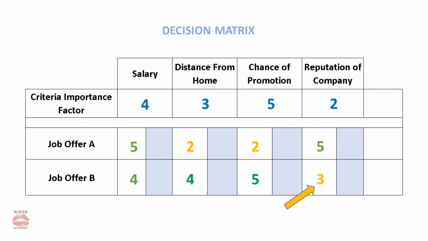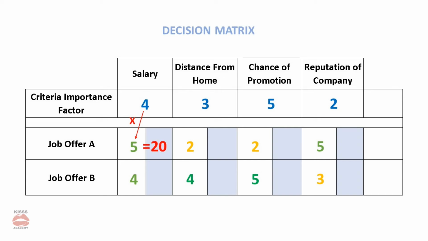Now we're almost finished completing our matrix, but there is one more thing to do. And that is to multiply each criteria importance factor for each criterion by the ranking that we gave it for each choice. For example, we will take salary. The criteria importance factor is 4, and for job offer A, which has an excellent salary, the ranking is 5. So we multiply 4 by 5, resulting in 20.